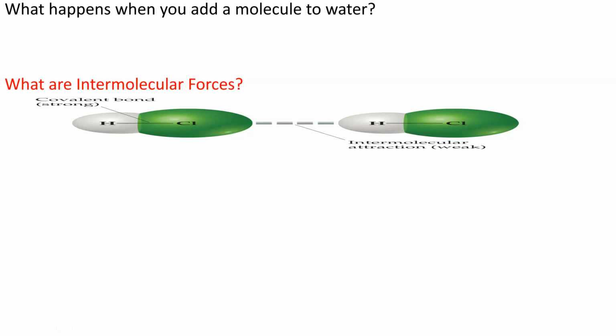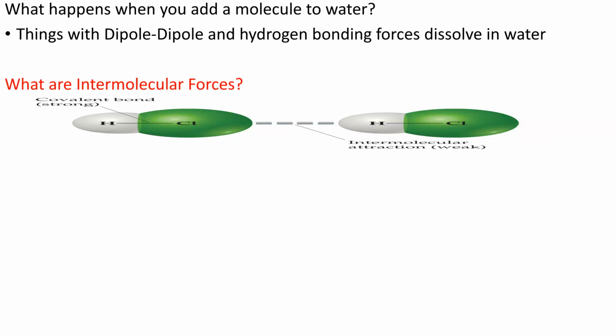So what happens when you add molecules to water? Let's start with the water analysis, since that's the easiest way to relate to things you're familiar with. Things with dipole and hydrogen bonding forces dissolve in water. Those are two of the known forces, and we'll go into what each of those are. Things that have dipole and hydrogen bonding will dissolve in water, and that's because water has dipole and hydrogen bonding. So the takeaway is that things that have similar characteristics, similar IMFs, which we're going to refer to intermolecular forces as, will have an ability to mix with each other.